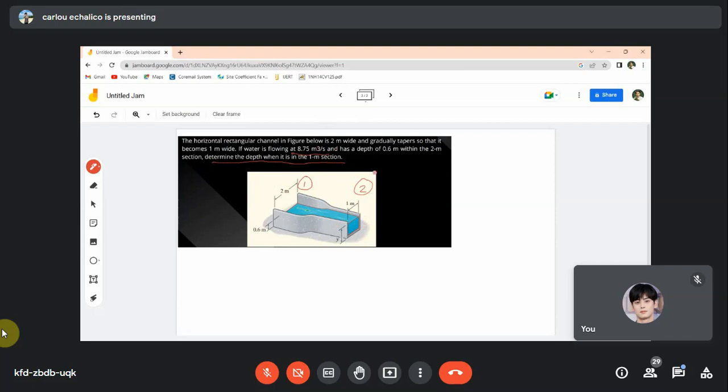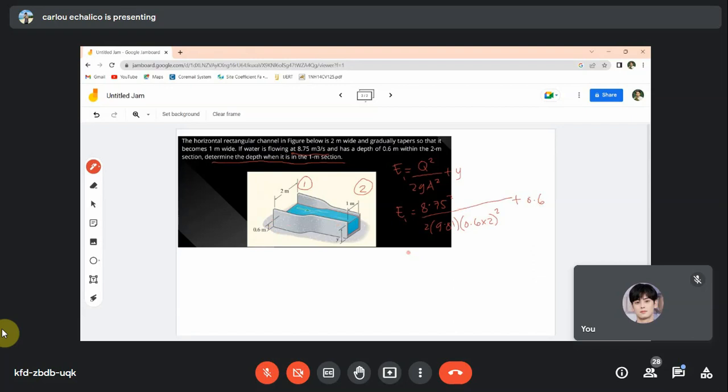If we analyze the problem, we can see that the specific energy at section 1 is the same as the specific energy at section 2. So take the specific energy at section 1, which is v squared over 2g plus y. There is no velocity given, but we can use the discharge: Q squared over 2g A squared plus y. So the discharge is 8.75, squared, over 2 times 9.81 times our area in section 1, which is 0.6 times 2, squared, plus the height, 0.6.